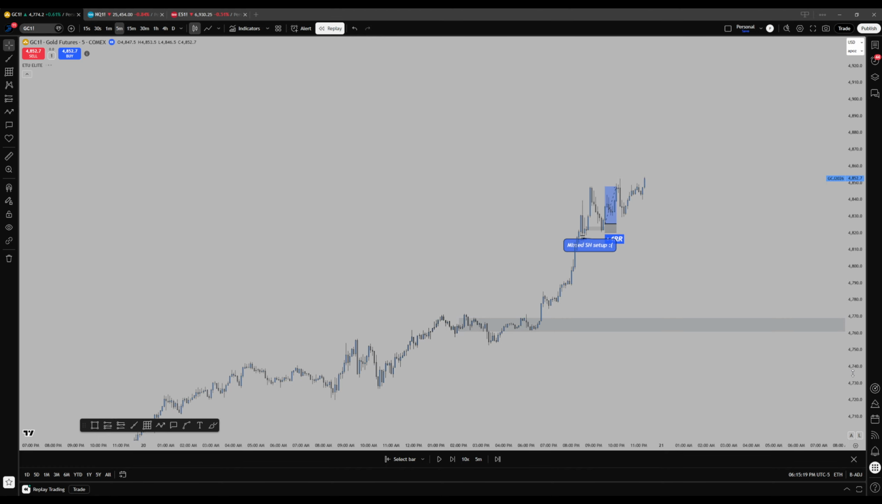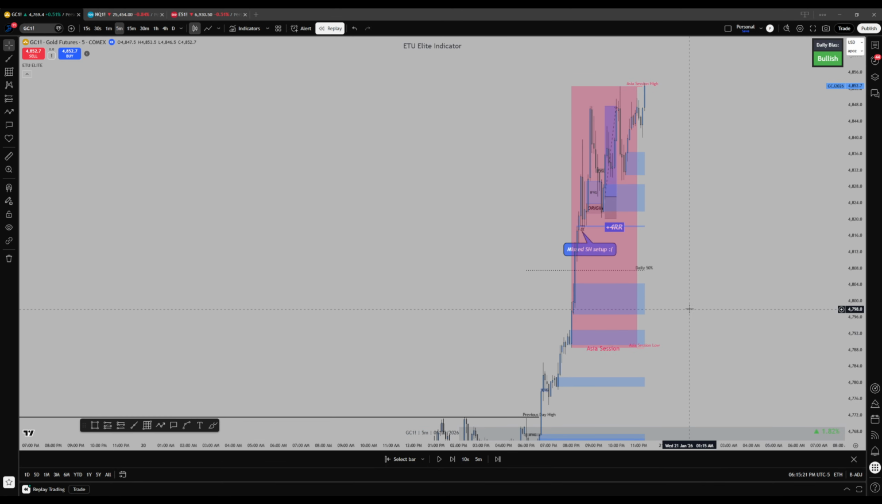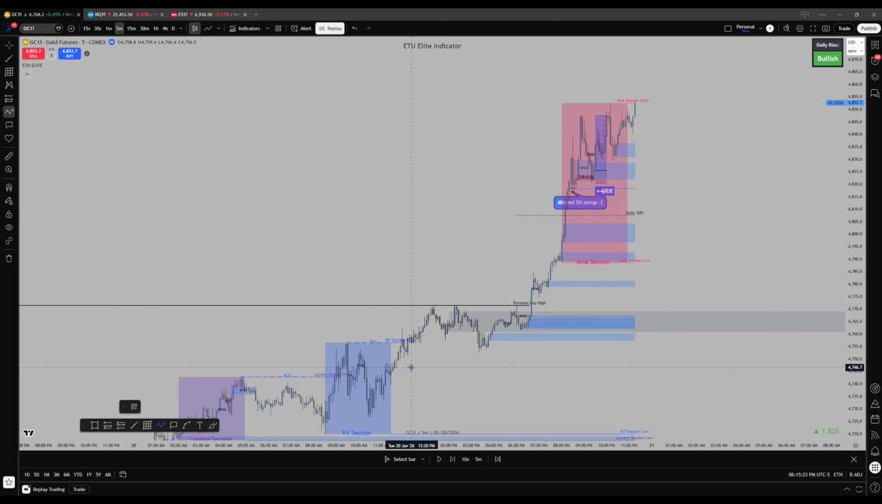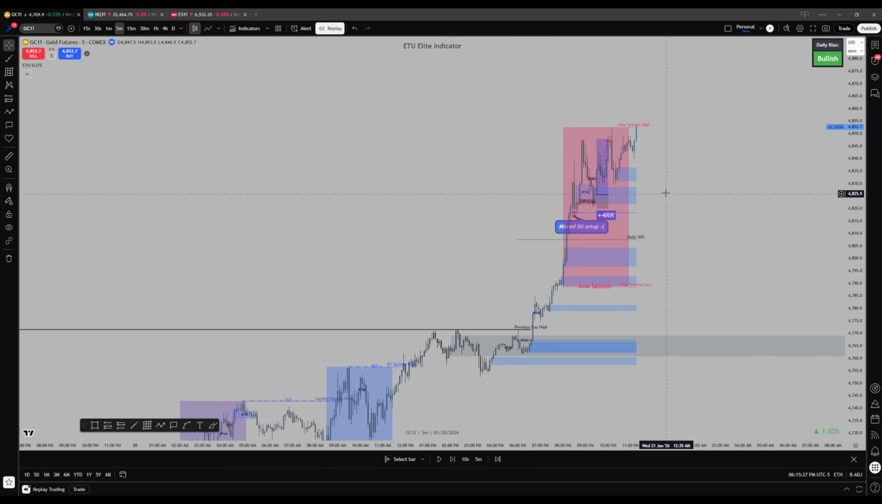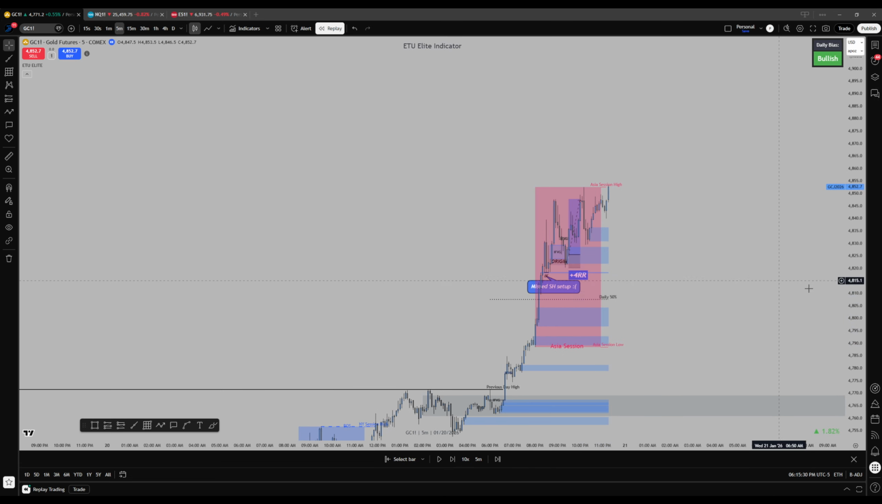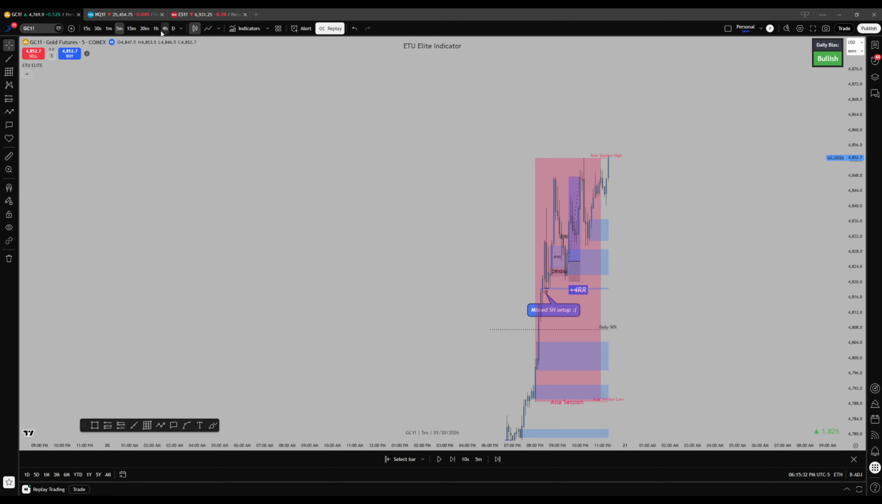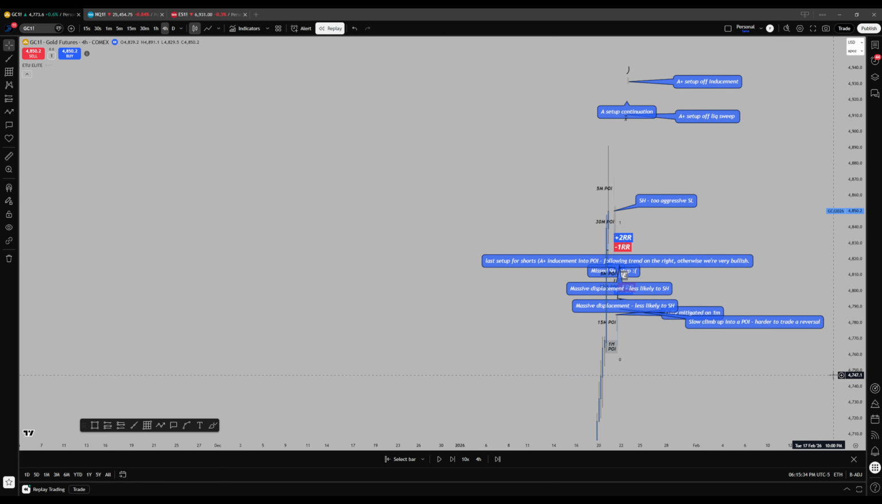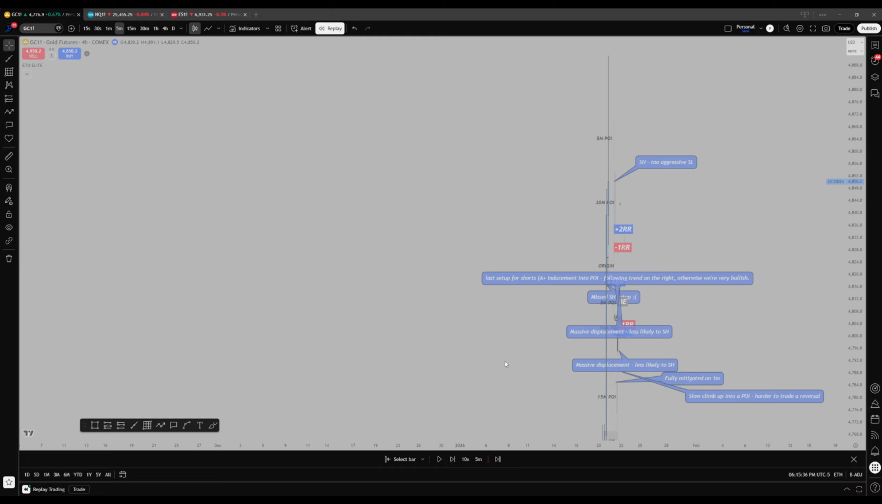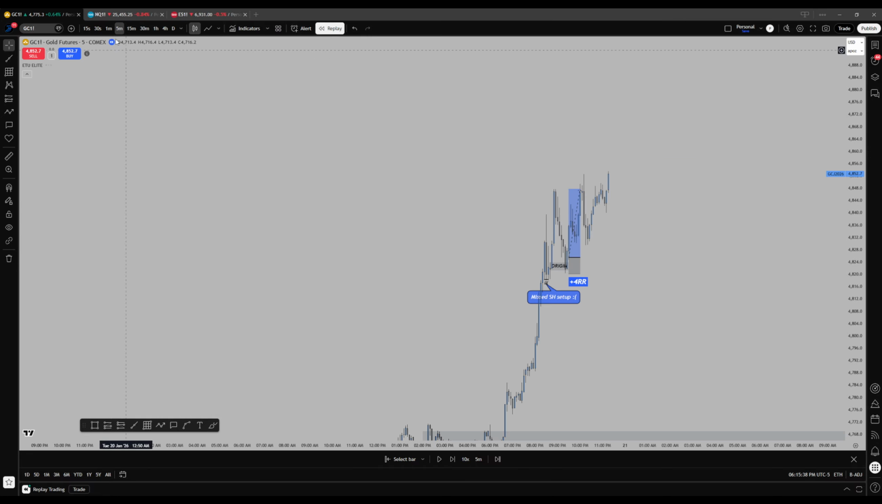So for this first setup here, it's very simple. All I'm doing is following the trend. If price is going to the top right of my screen, we're bullish. If price is going to the bottom right of my screen, we are bearish. We're bullish clearly here, so I was looking for basically only longs. And I believe this is even all-time highs on gold.